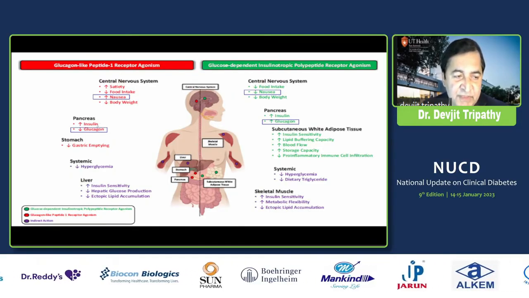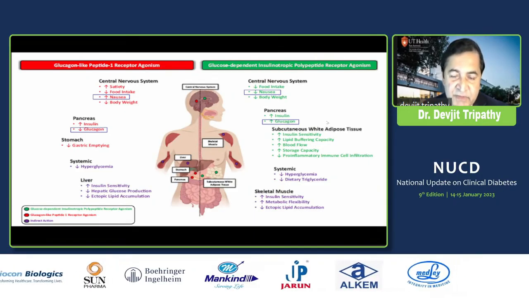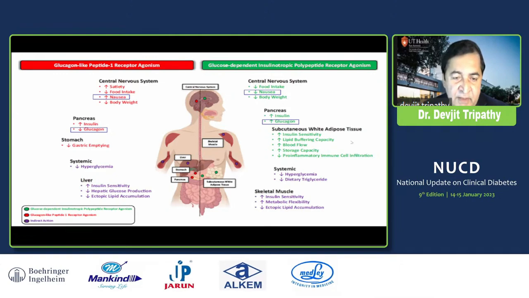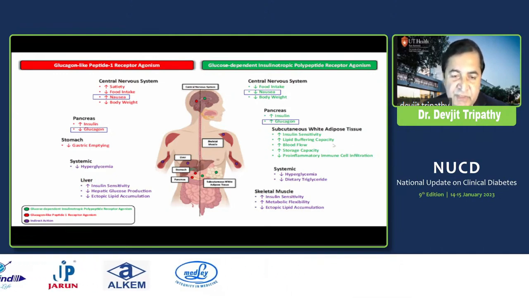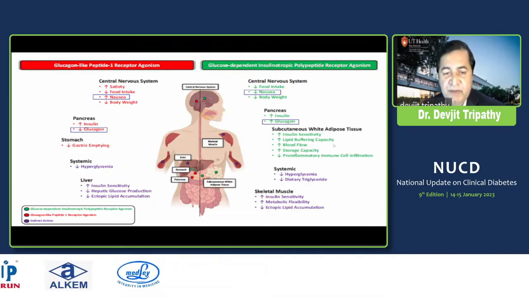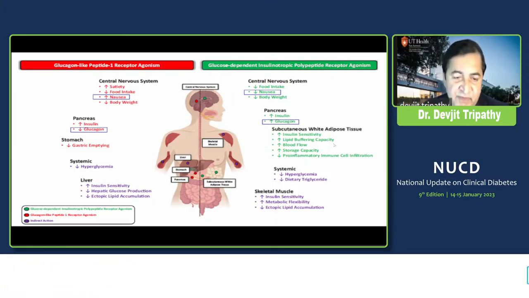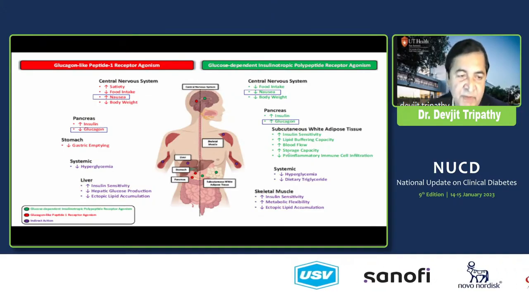The other major difference is that GLP-1 reduces glucagon, whereas GIP increases glucagon, particularly in hypoglycemic and euglycemic settings. Another major difference is the effect on adipose tissue, because there are no GLP-1 receptors in the adipose tissue. So GIP has the effect, it kind of mimics that of a thiazolidinedione. It improves adipose tissue insulin sensitivity, storage capacity, and the inflammation in the adipose tissue. That's why it can improve insulin sensitivity in both adipose tissue and skeletal muscle.